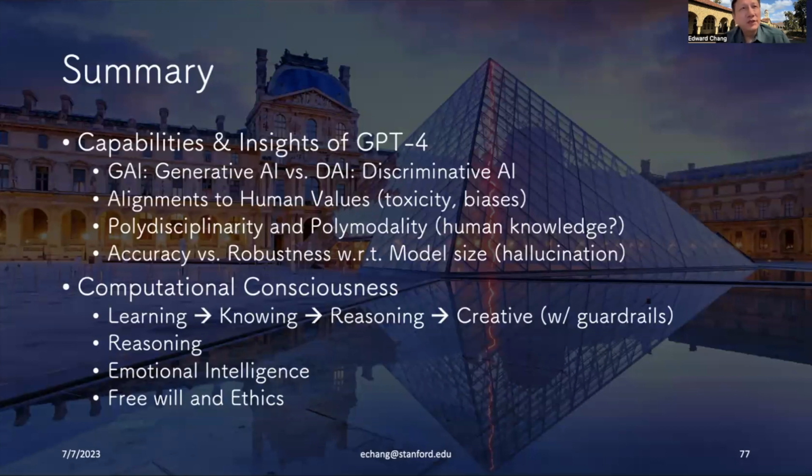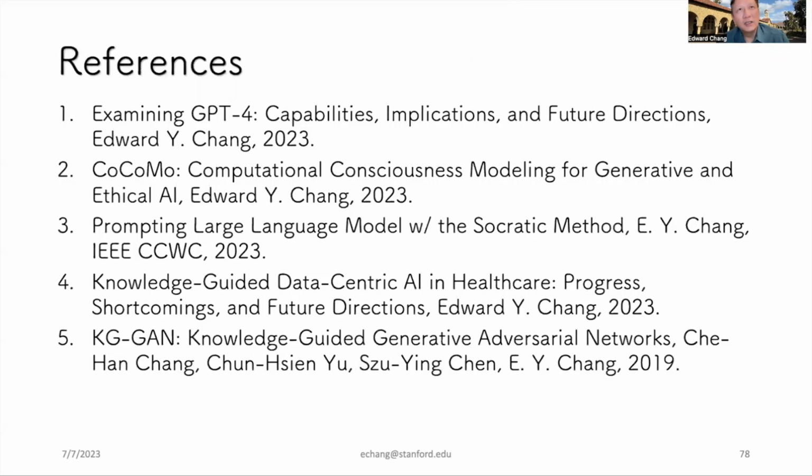To summarize today's presentation, we talked about the capabilities and insights of GPT-4, and not only did we enumerate insights, but we also pointed out some shortcomings. We use computational consciousness to try to remedy those shortcomings, including reasoning and modeling subjective emotional intelligence. There is much work to be done in the future, and I have no time to convey all the details.